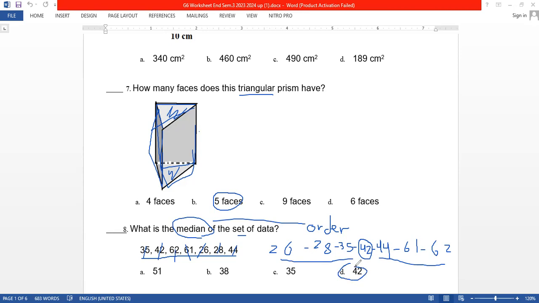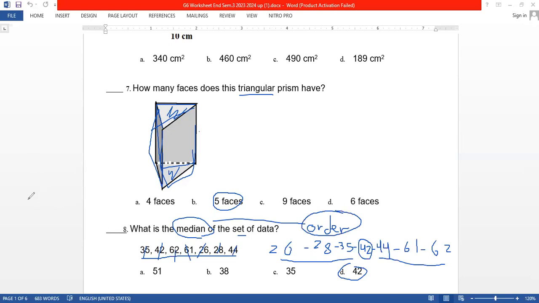42. But what if we need to find the median and we have two numbers in the middle? In this case, we need to add them and divide by 2 to find their average, which is what we call the median. Be careful, guys, in the median we need to order the data from least to greatest.